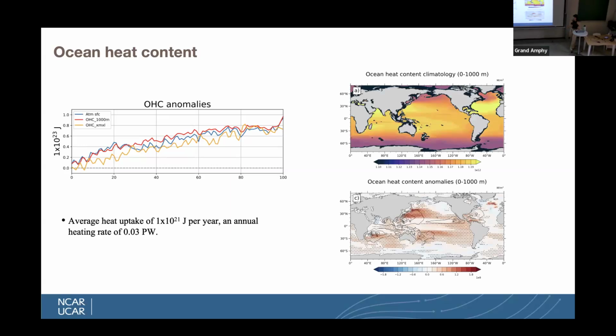And then if we want to take a look at where this heat goes, we look at the pattern of the ocean heat content anomaly. This is the climatology. This is the difference between the TC run and the control run. We see the heat mainly concentrated in the eastern equatorial Pacific, in the subtropics, and also in the mid latitudes. This reminds us of the circulation where the subtropical cells would transport the heat from the equator to the higher latitudes, which I will show later.